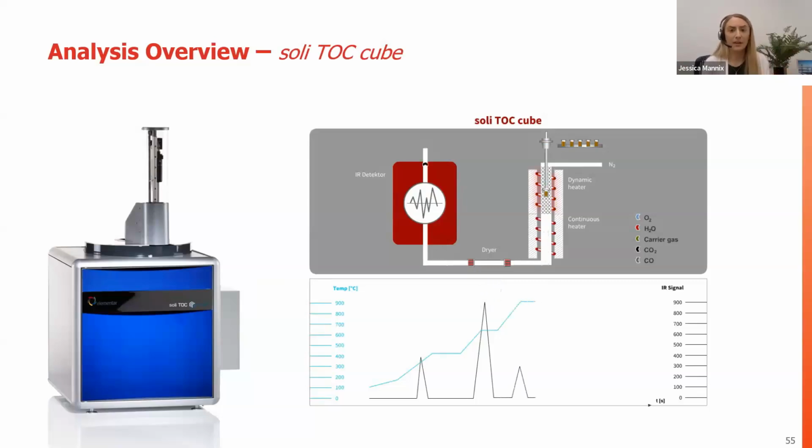After that, you'll see the carbon peak come through, the first one being the peak from the 400, second from 600, last from 900, depending on the temperatures that you set and the heat rate that you set for the instrument.